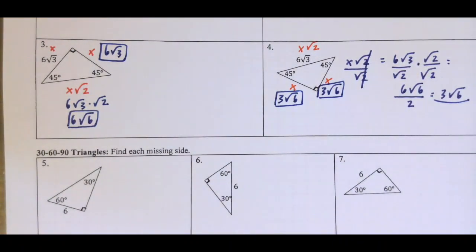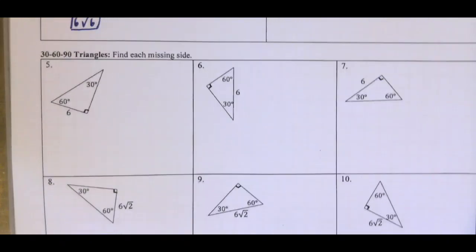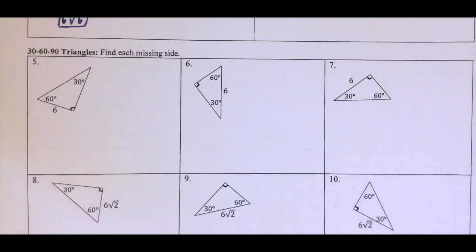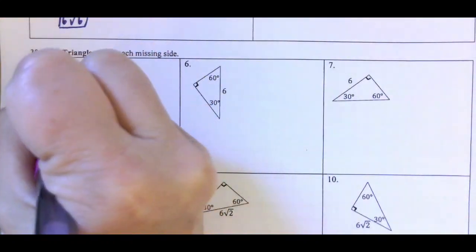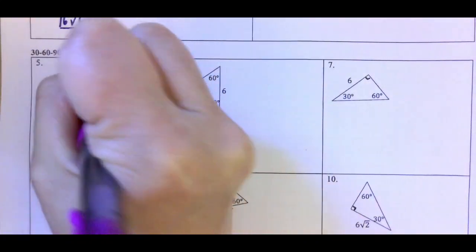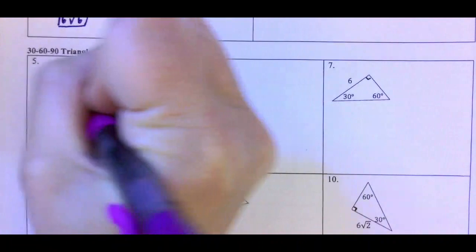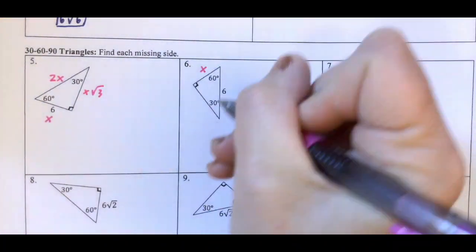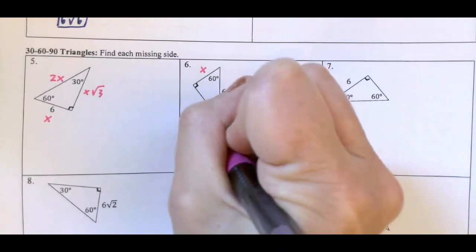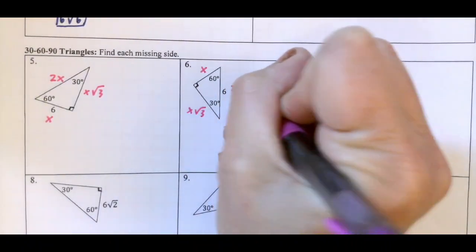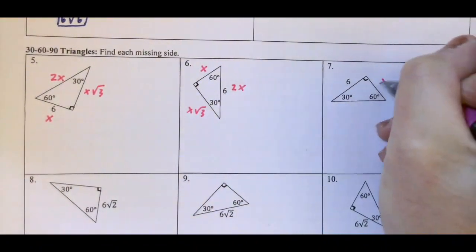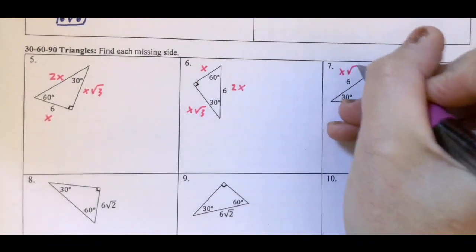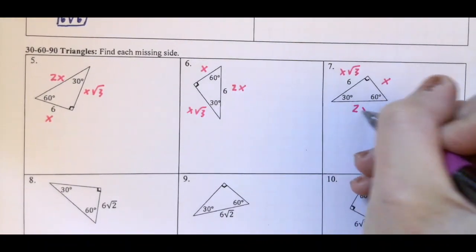Okay, on to the 30, 60, 90s. And I'll do the whole row again. My short leg, my shortest side, is x. The longer leg is x root 3. The hypotenuse is 2x. Short leg is x, longer leg is x root 3, hypotenuse is 2x.